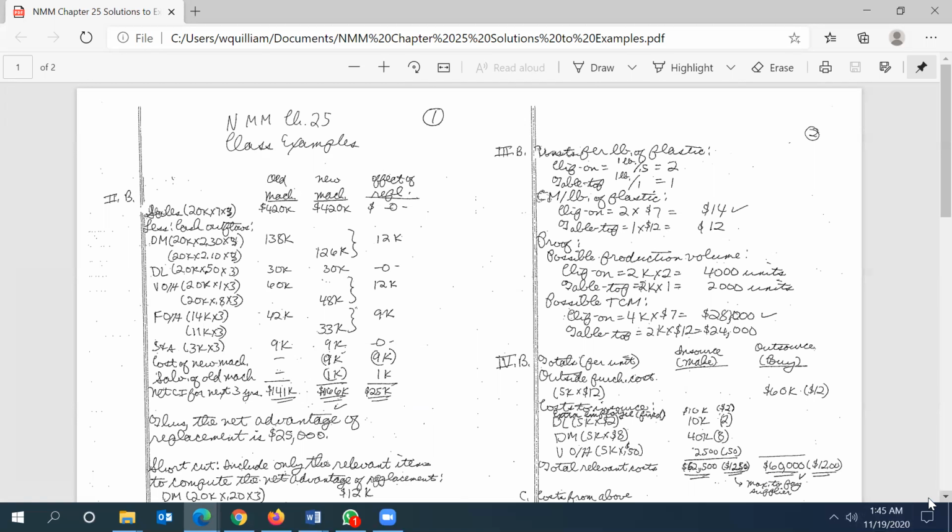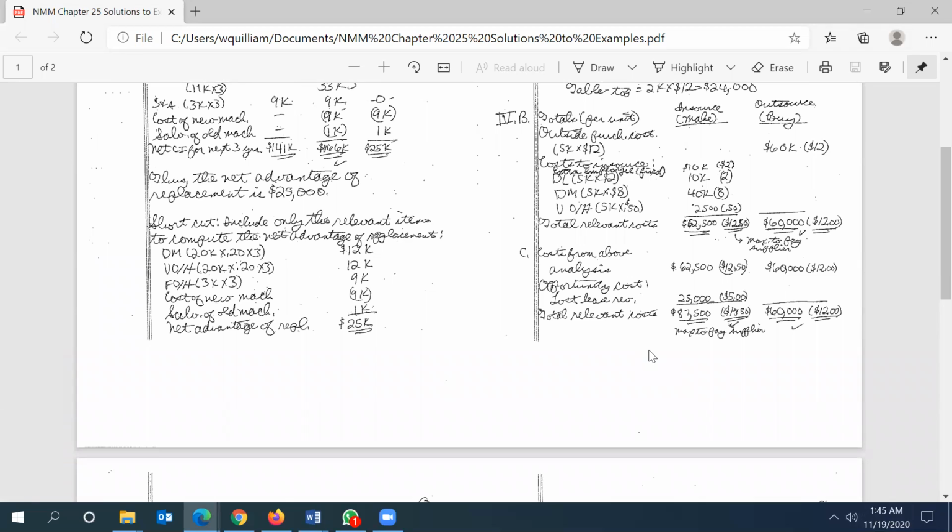So here's an alternative way to get to that 25,000. The shortcut method. So this is going to only include the relevant items. And we're going to compute the net advantage of replacement. So how much would replacing the old machine benefit the company? Let's look at, again, only those things which changed. Direct materials is one, because with the new machine, we have a 20-cent savings per box, $2.30 minus $2.10. We multiply that 20-cent savings by 20,000 boxes per year and by 3 years.